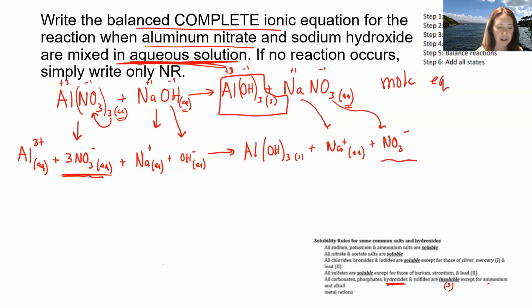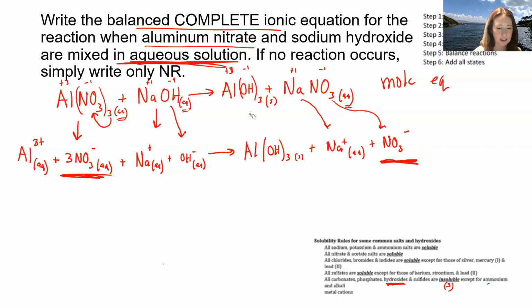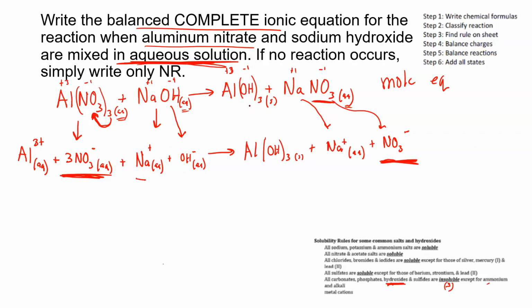I have 3 nitrates on this side and only 1 nitrate on this side. What did I forget to do? Do you put parentheses around the nitrate on the left side? I did. See how there's 3 of them here, but there's only 1 over here. And look, our Nas worked out nicely. You have to balance it? Yeah, it's not balanced. I didn't balance the reaction.